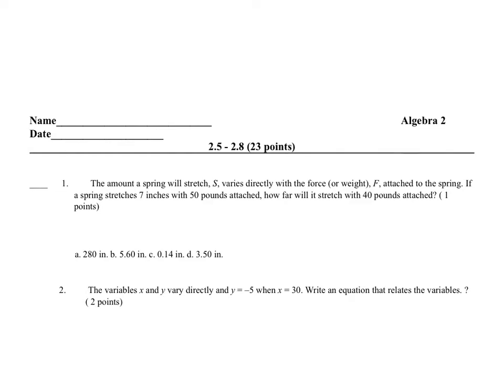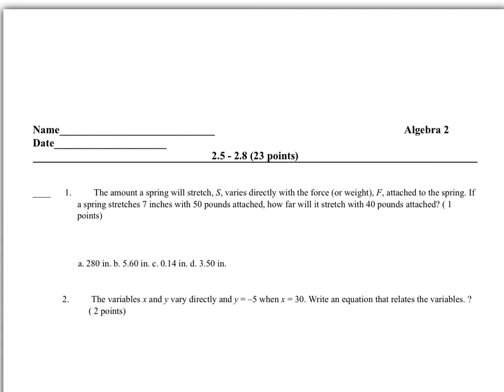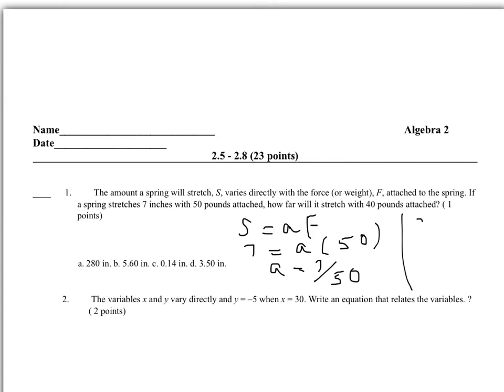Here it says that the stretch is directly proportional to the force, so I write my equation like this, and then I've been given the stretch as 7, and I can find my A by substituting for S and F. I get my A as 7 over 50, and now my new equation becomes S is equal to 7 over 50F. Now if I plug in F as 40, I get S is equal to 7 over 50 times 40, and when I calculate, I get my answer as B.